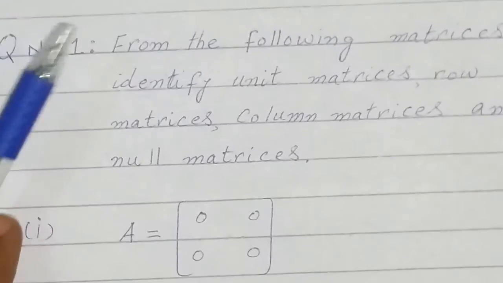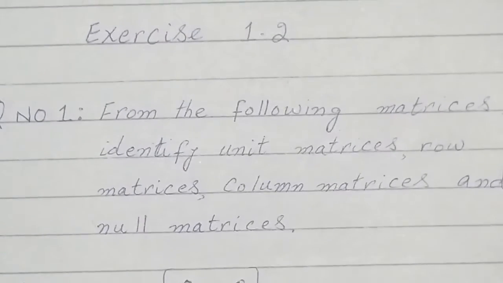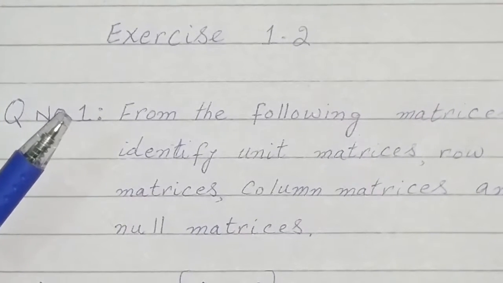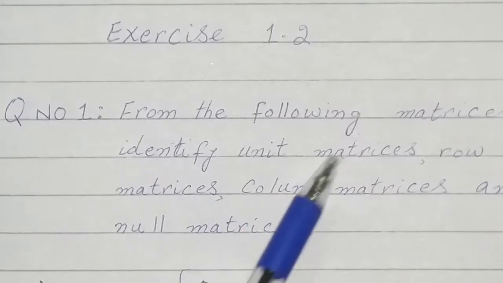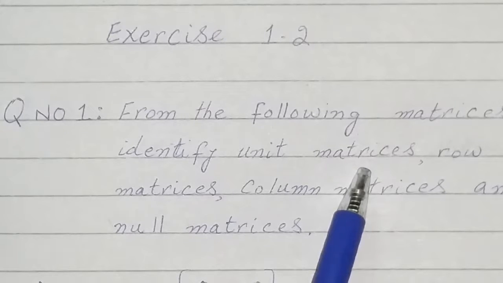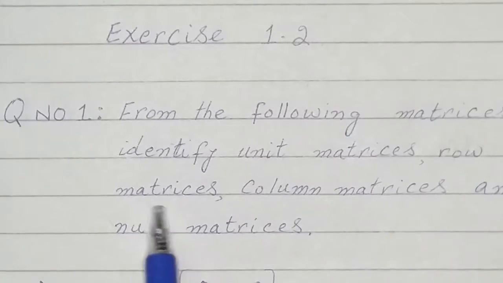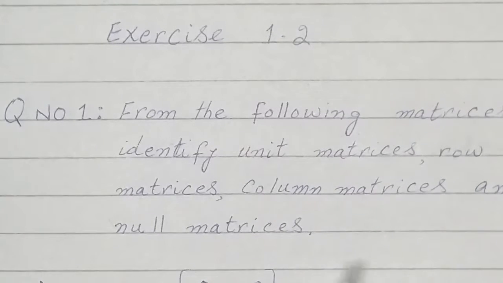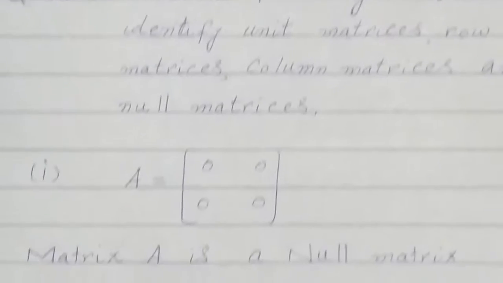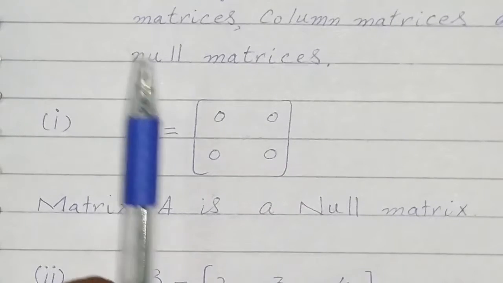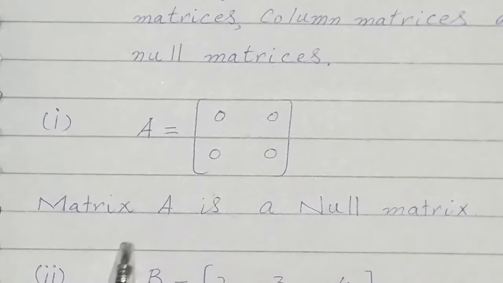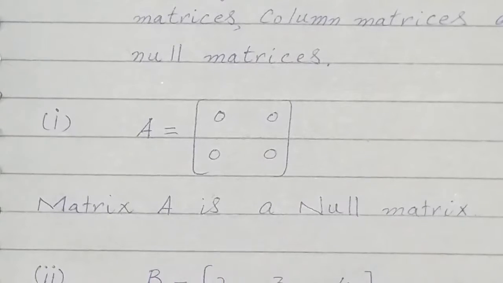And here is the exercise 1.2. Question number 1. From the following matrices, identify unit matrices, row matrices, column matrices, and null matrices. This is the first one. A matrix whose all entries are 0 is called the null matrix.